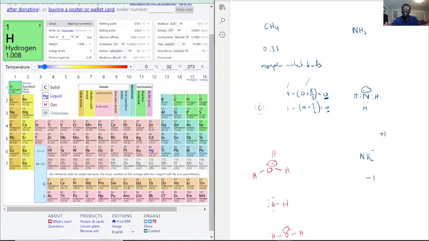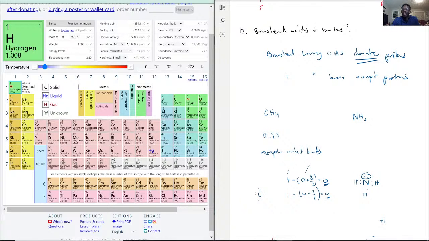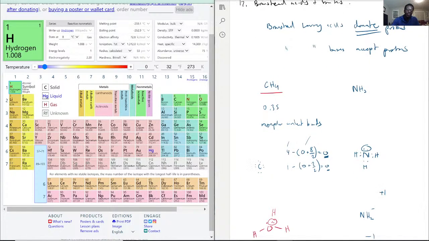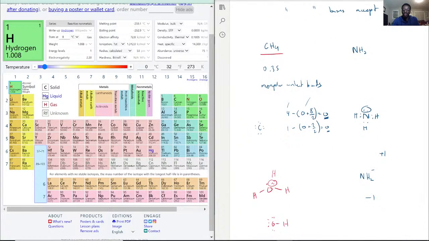But on the flip side, you also have to be really careful about which hydrogen you're trying to give away. Like for example, in methane, those hydrogens are staying. You're not going to be able to make carbon give away one of those. Okay, for nitrogen, for ammonia, same thing.